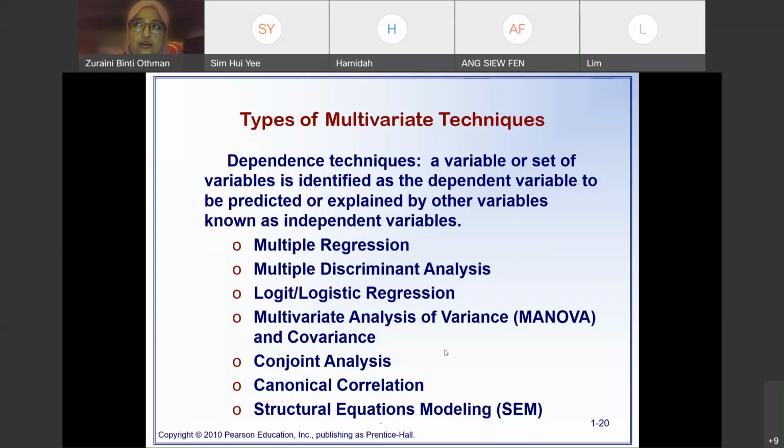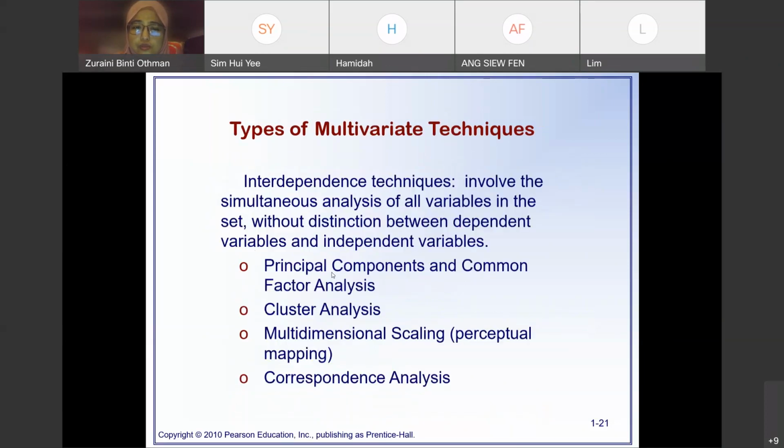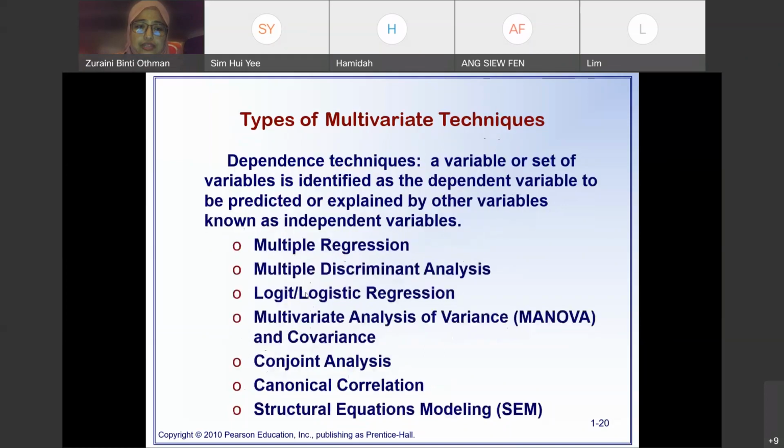Okay. For this kind of technique, for example, Dr. Fauzia will touch a bit on multiple regression, and something for the PCA, for example, principal component and common factor analysis. We will not cover all, but we will introduce to you some of these techniques for the further class.